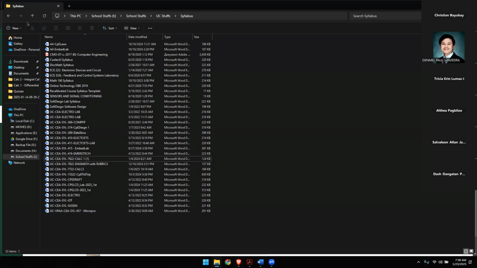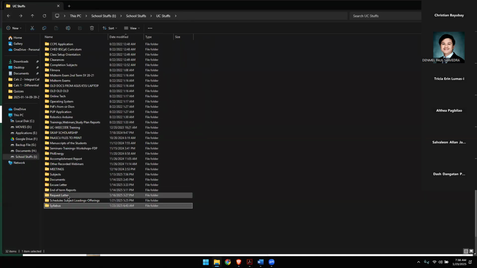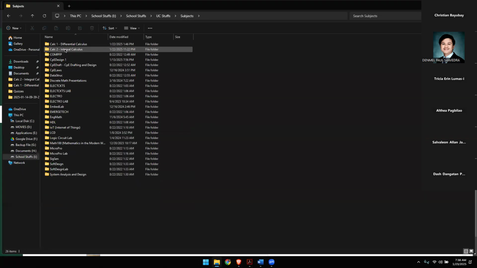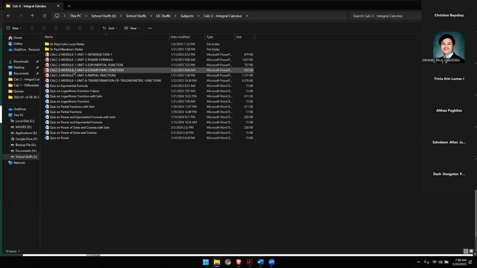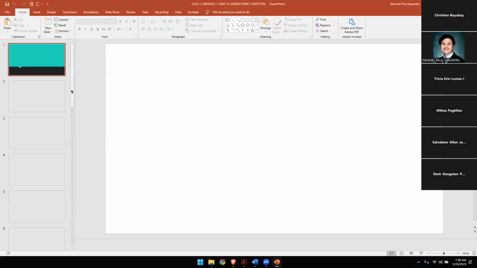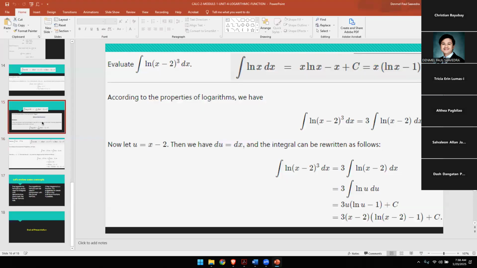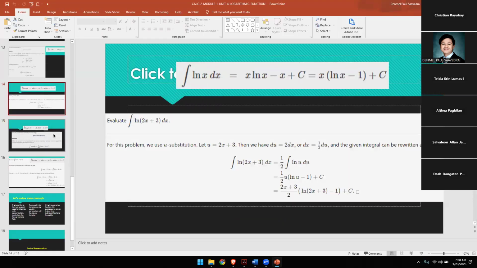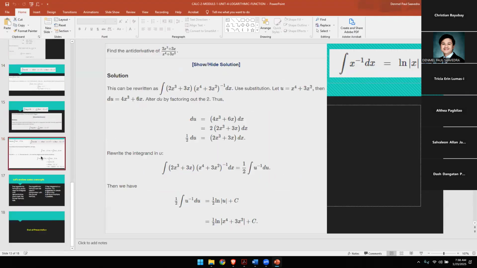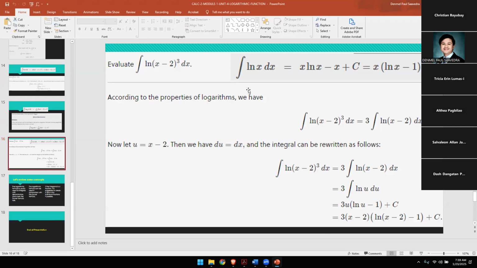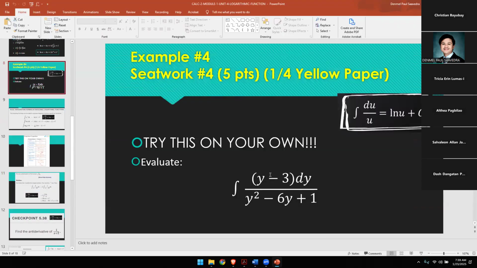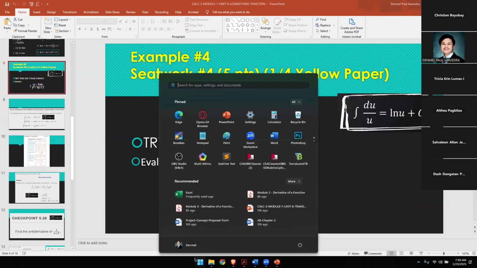So let's proceed now. We're done with logarithmic function, right? So we were able to finish this one yesterday, correct? Up to this part. Yes, sir. Okay. So let's solve this one once again.